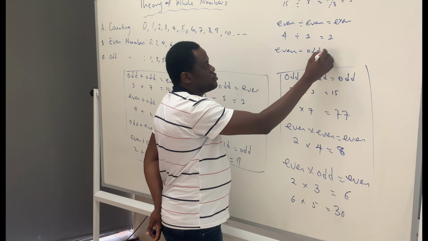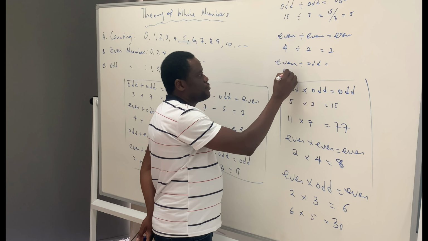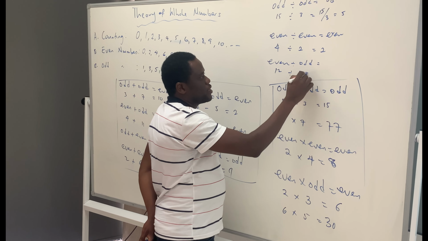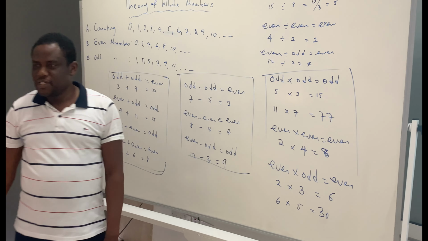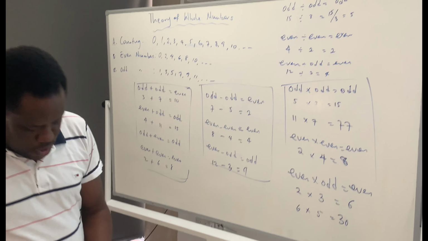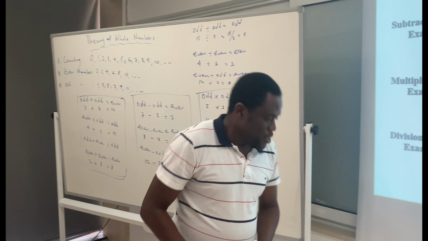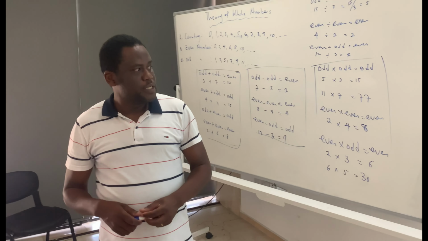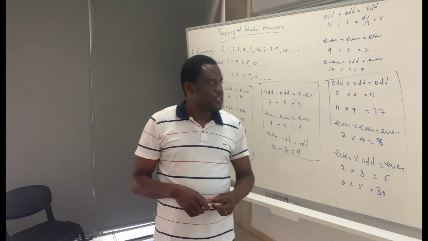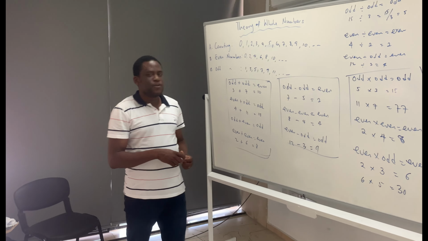divided by odd? Let's see, 12 divided by 3, which is odd. It was 4. Even divided by odd is even. Wow. Okay, I think this is nice. Let's move further.